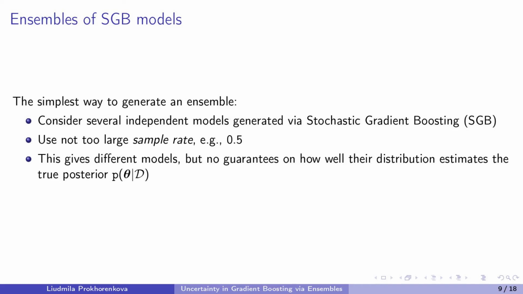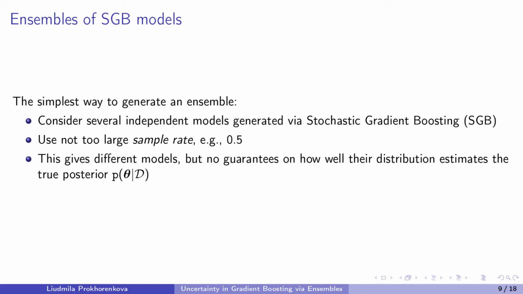Okay. To quantify knowledge uncertainty, we need ensembles. How can we generate ensembles of gradient boosting models? The simplest way is to consider an ensemble of stochastic gradient boosting models. At each iteration of SGB, we select a subset of training examples to fit the next tree. This implicitly injects noise into the learning process, so we can get an ensemble of random models. Let us note that each SGB model is an ensemble of decision trees, and we further generate an ensemble of such ensemble models.